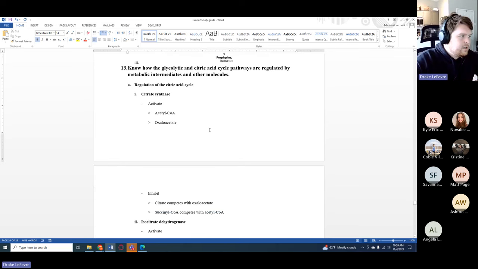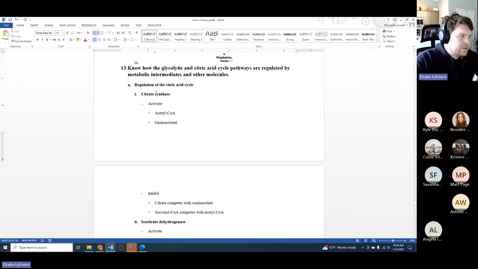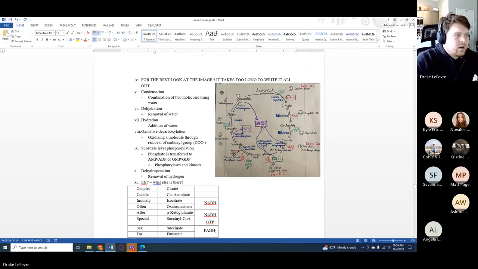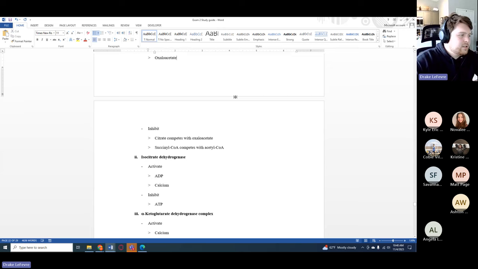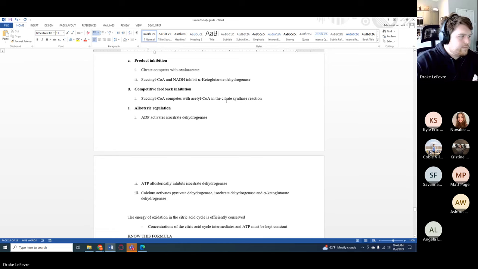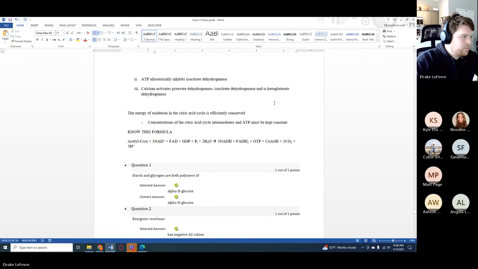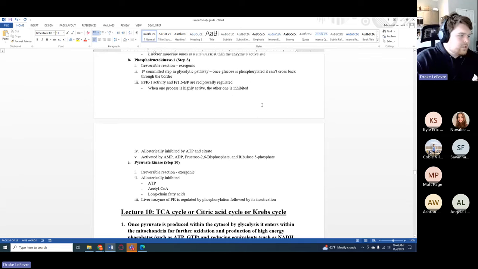This is the regulation. Again, activating versus inhibiting. It gets activated by the things before it that go into it. So citrate synthase is activated by acetyl-CoA or oxaloacetate because it's a cycle. Oxaloacetate comes before it. And then it gets inhibited by the stuff that comes after it. So if you know the cycle, you shouldn't have to write all of this out. It should be a little bit more straightforward. And that's all: glycolysis and citric acid cycle.